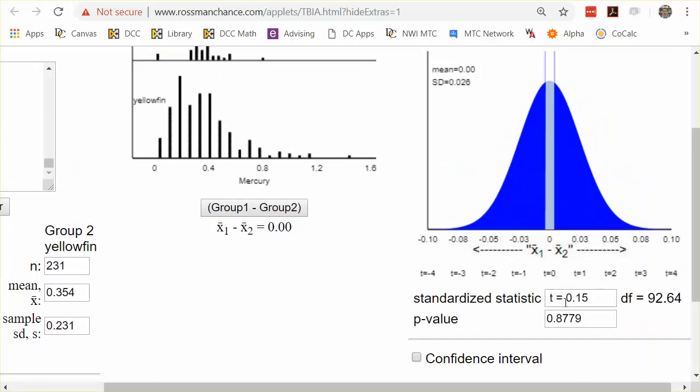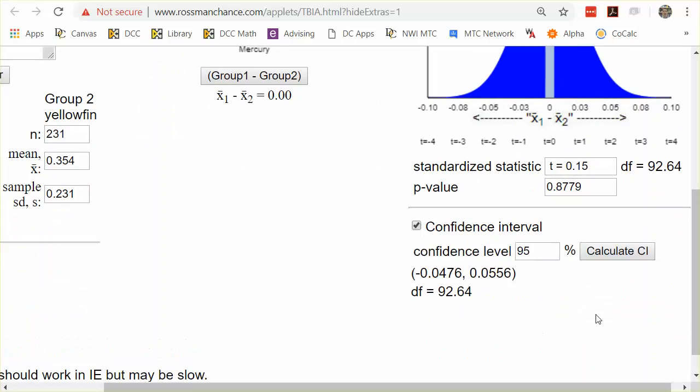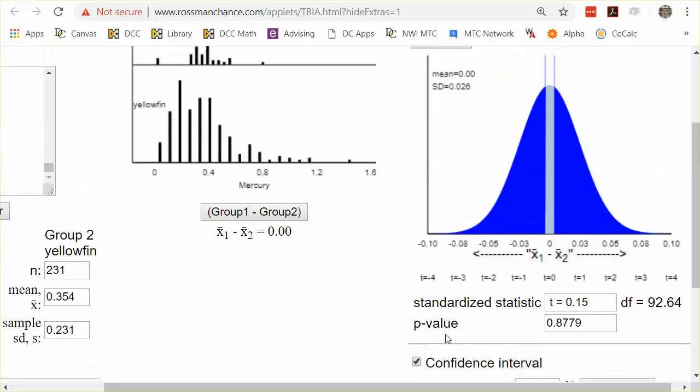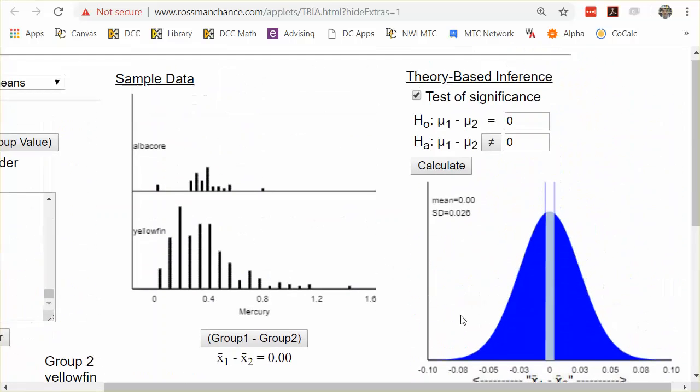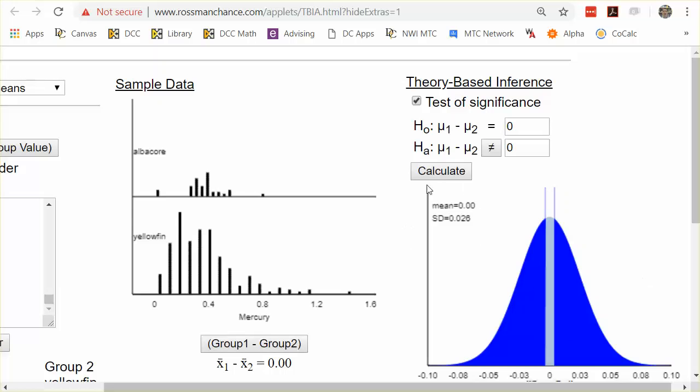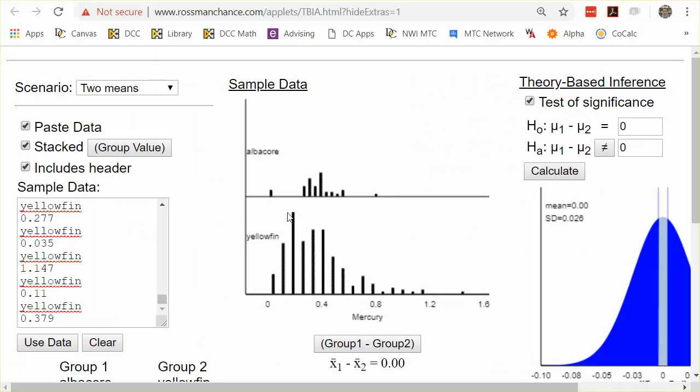The t-statistic is just saying, we're not even one standard deviation away from the mean. And then it will cook up a confidence interval for you, which is kind of nice. It's not exactly the same as what we got, but it's kind of similar. A theory-based and a simulation-based are going to be slightly different. Okay, so that's what it would look like in the theory-based applet. And then you probably just want to note that because you've got some pretty good skew in the yellowfin tuna, the validity conditions are not met in this data set.